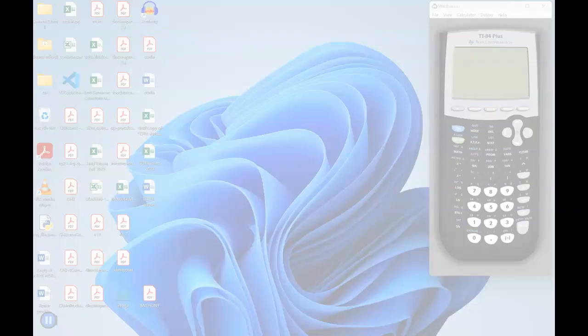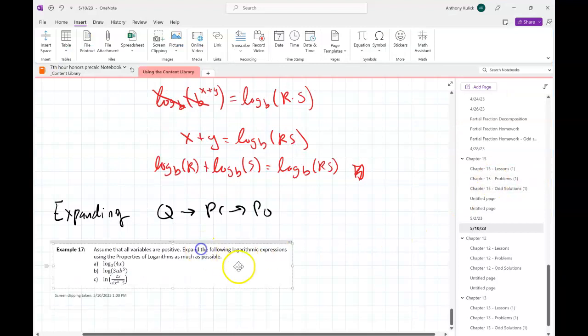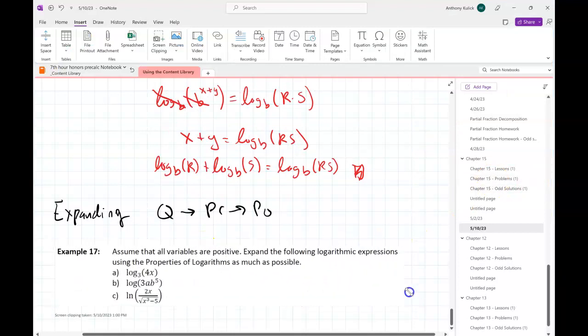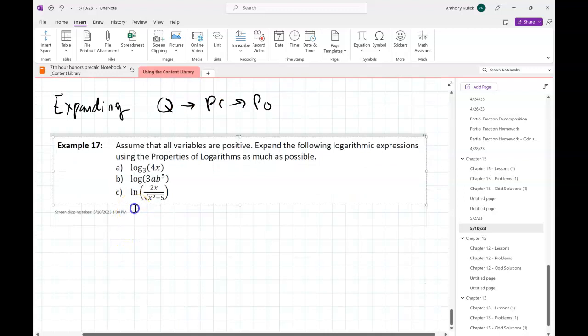So let's grab a couple of examples and work through these. And I think that's where we stopped in fifth hour. So that's where I'd probably want to stop today, is after these examples.